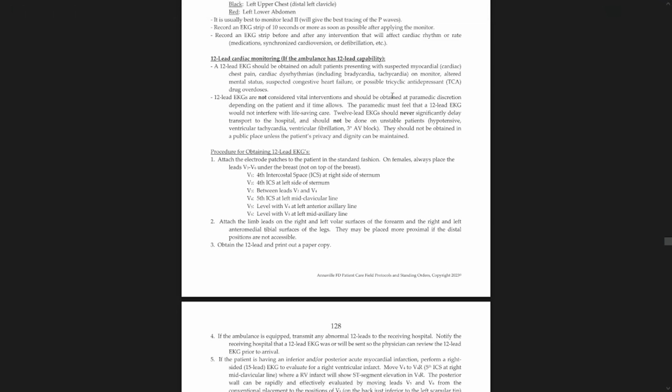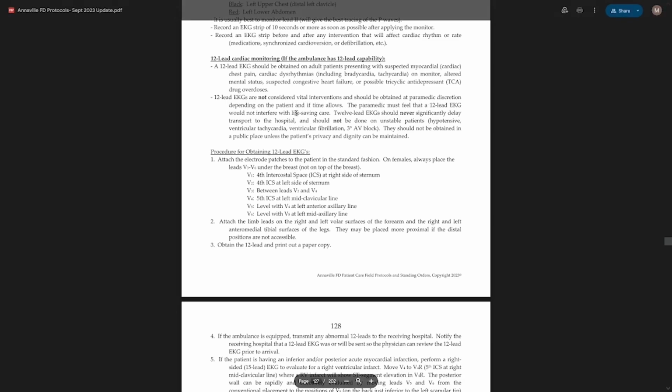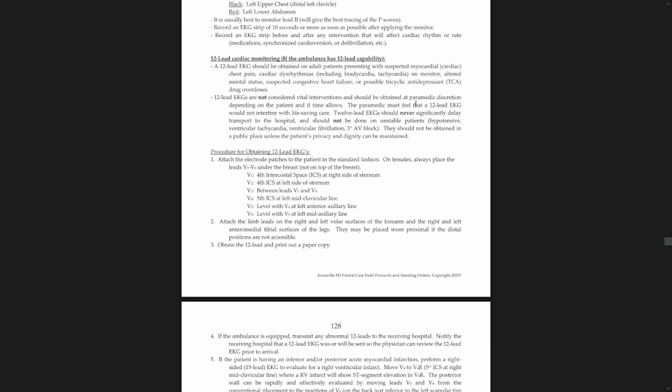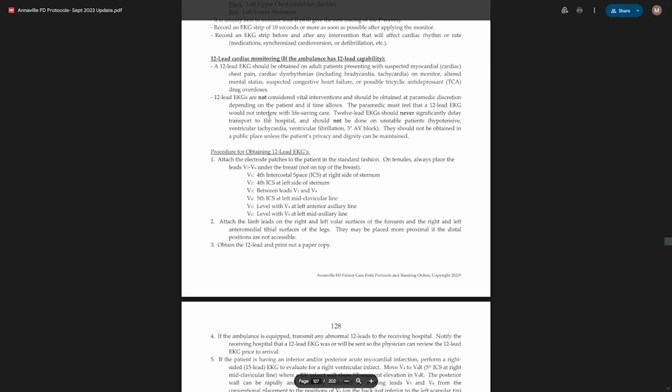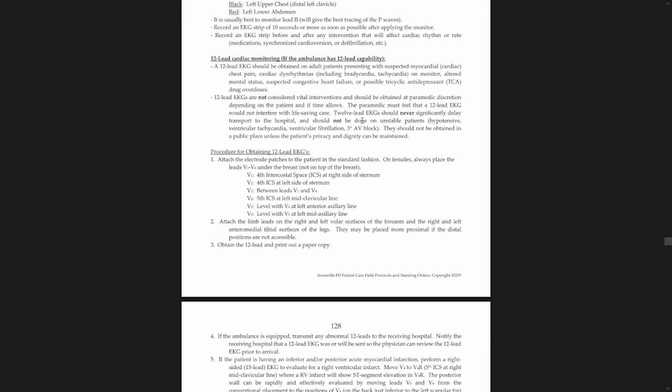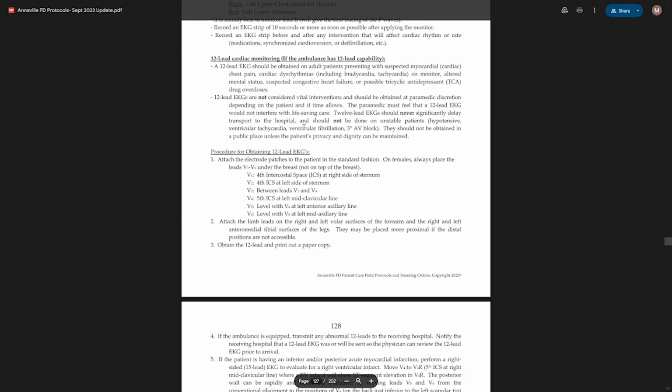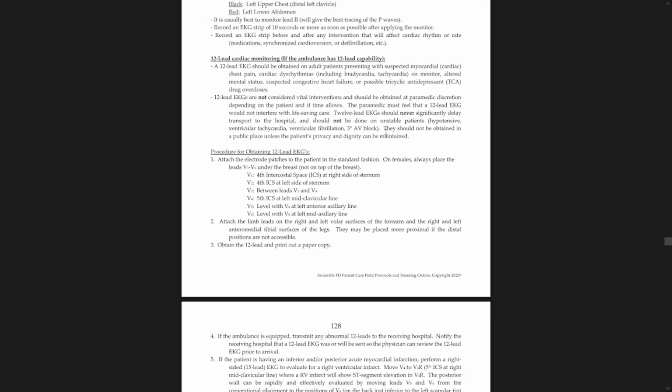12-lead EKGs should never significantly delay transport to the hospital and should not be done on unstable patients that are hypotensive with VTach or VFib, or with a 3rd-degree AV heart block. They should not be obtained in a public place unless the patient's privacy and dignity can be maintained.